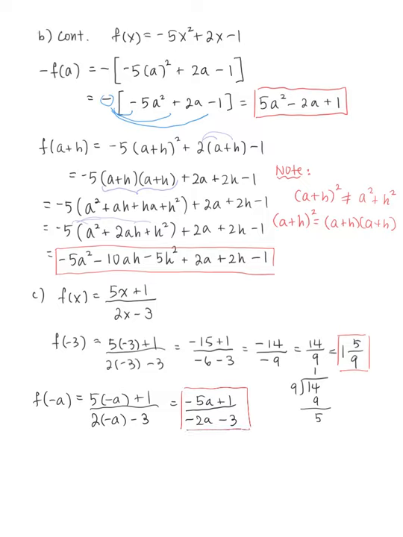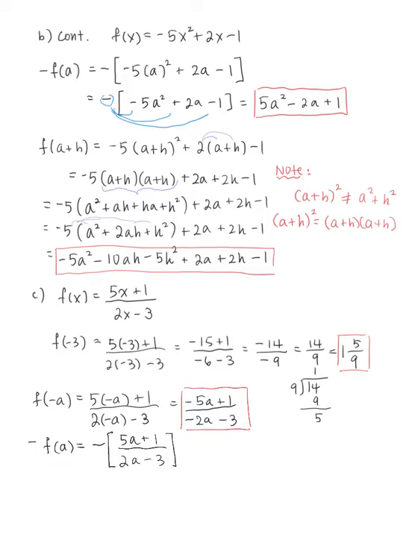Now, what's next? Negative f of a. So negative f of a. Okay, so bust out the negative sign to begin with. All right, and then put a bracket. Now we're going to compute f of a. Okay, so in this case, you're going to have 5a plus 1 over 2a minus 3. Okay, so please note that if you have a negative sign outside of the fraction, that negative sign only distributes to either the numerator or the denominator. It does not distribute to both top and bottom.